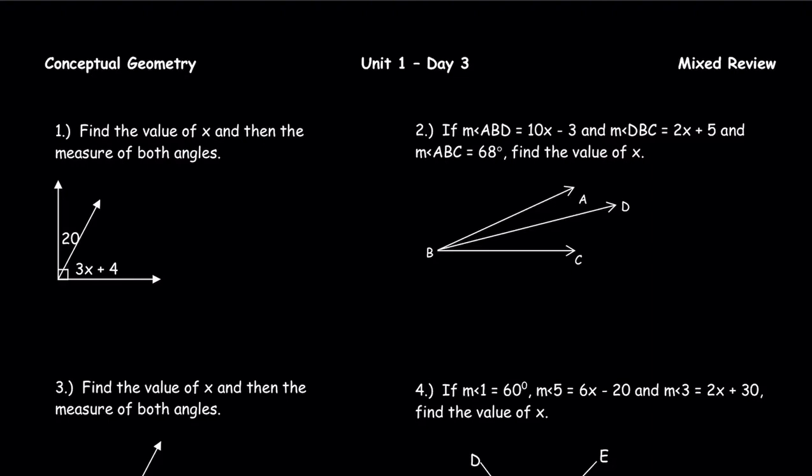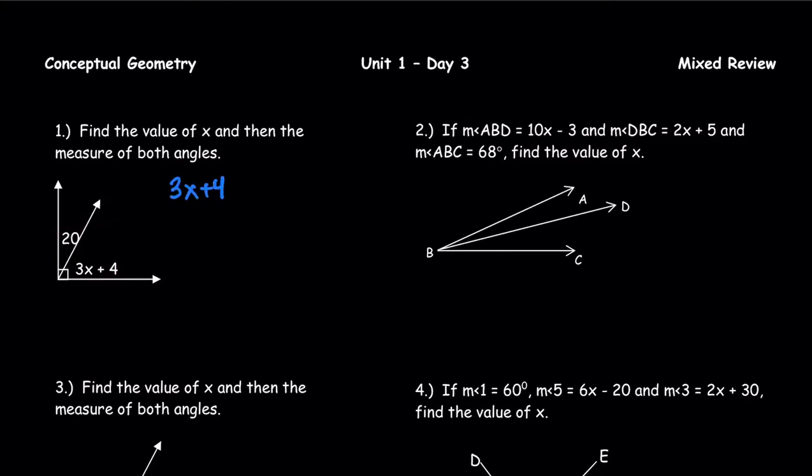Question number 1, find the value of x and then the measure of both angles. In this particular question, they don't give you verbally the relationship between the angles. You're supposed to identify it from the diagram. What I like to do is look at the shape here. Anytime I see an L or a corner of paper, that means a right angle, 90 degrees. So this is a right angle, and it's made up of these two angles right here. Together, those have to add up to 90 degrees. So let's put them together.